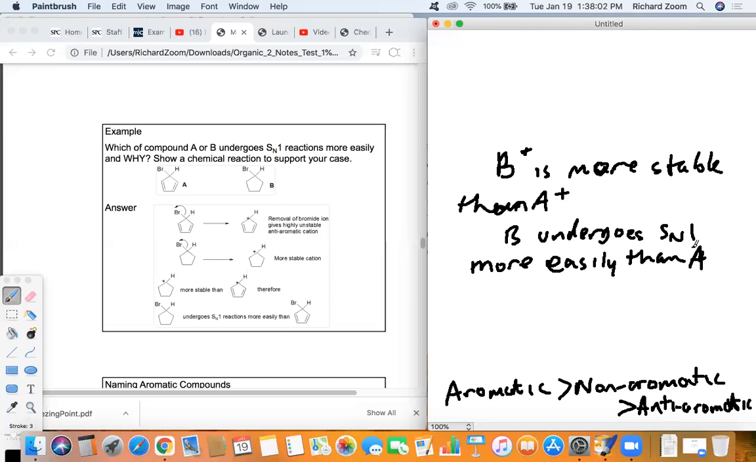All right, so what you've got to understand is that it's the stability of the cation that's driving how quickly the SN1 reaction occurs. The more stable that cation is, the more easily the SN1 reaction happens. All right, does anybody have any questions?